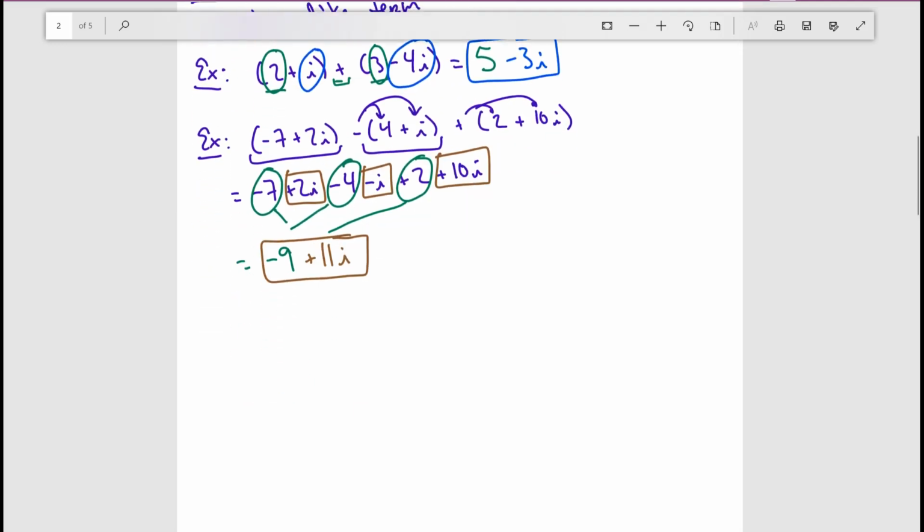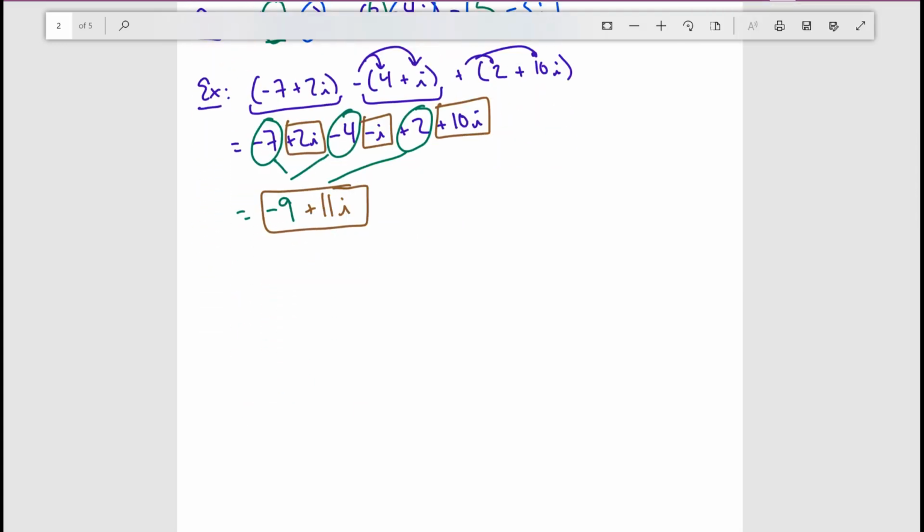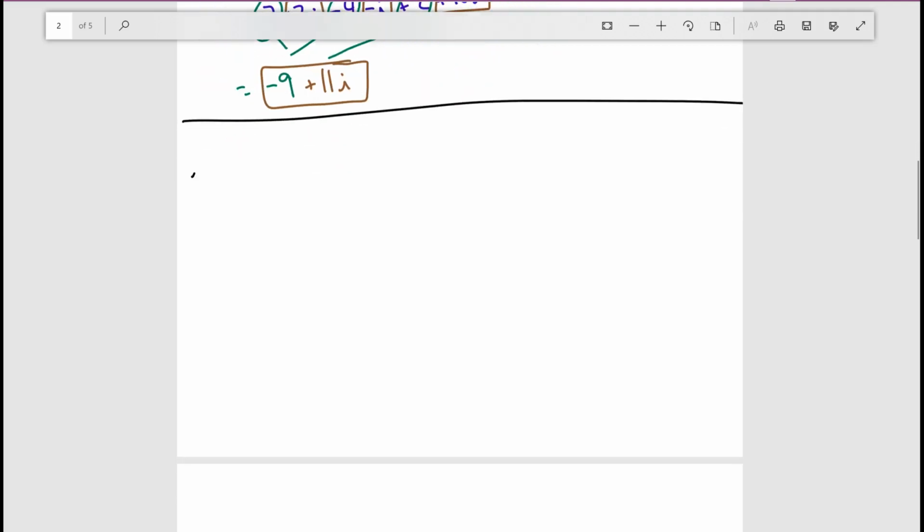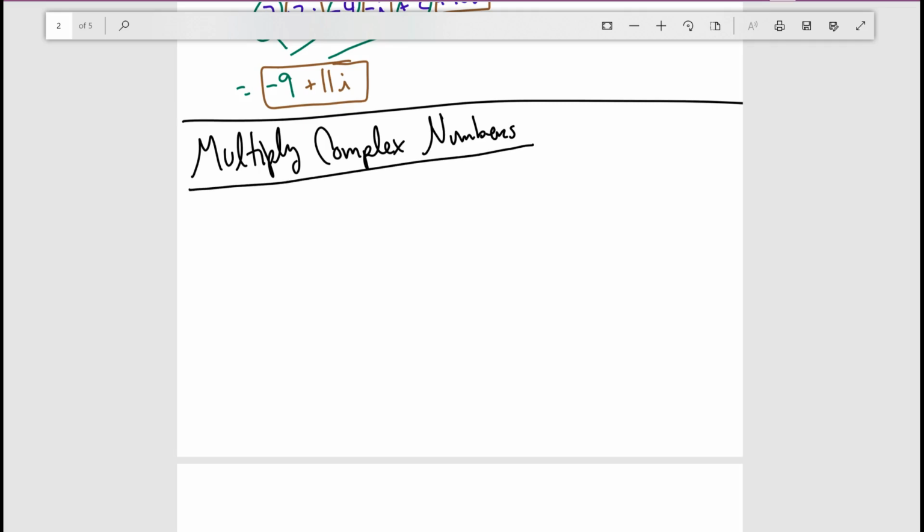Now let's do multiplying. So let's say we want to multiply complex numbers. Multiplying is super easy. Keep in mind though, you might have to use this identity. I know that i is equal to the square root of negative 1. So what do you think i squared is equal to? Well, i squared is going to be the square root of negative 1, squared. And what happens when I square the square root? It goes away and I'm left with negative 1. So i squared is equal to negative 1.